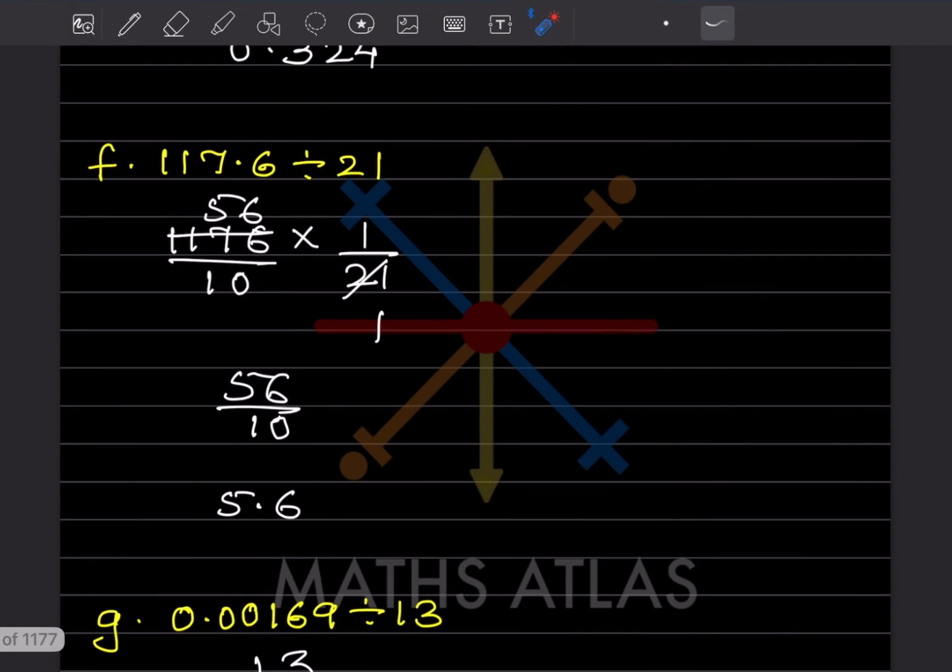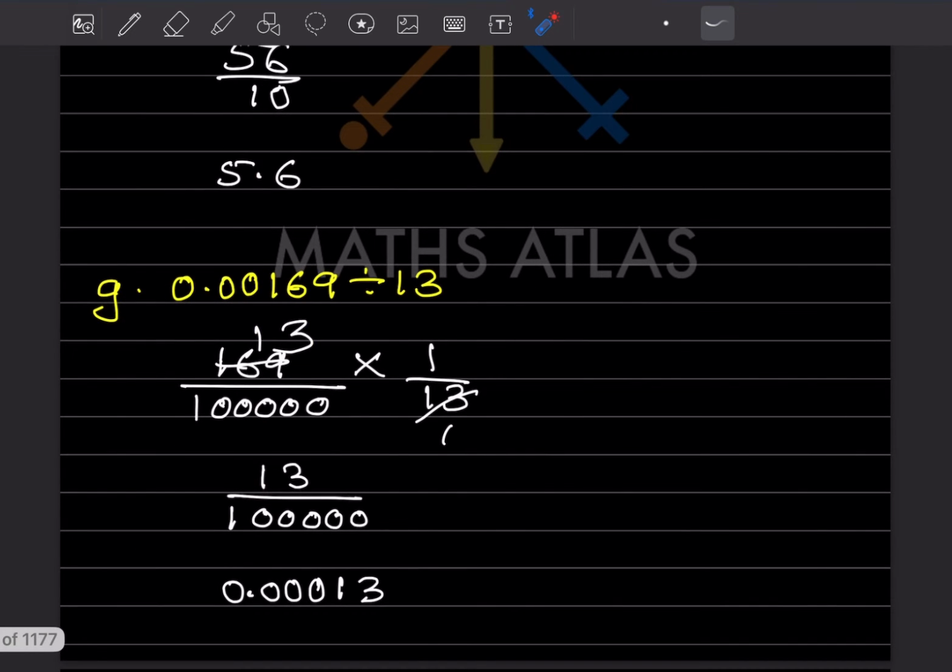Again, for this one, after decimal one number, so we are going to divide it by 10. This is going to be multiplied. So this is going to be the reciprocal 1 by 21. 21 ones are 21, 21 twos are 42, so 56. So 56 by 10. So 56 by 10 means there is 1 zero. So after one number, you are going to put a decimal.